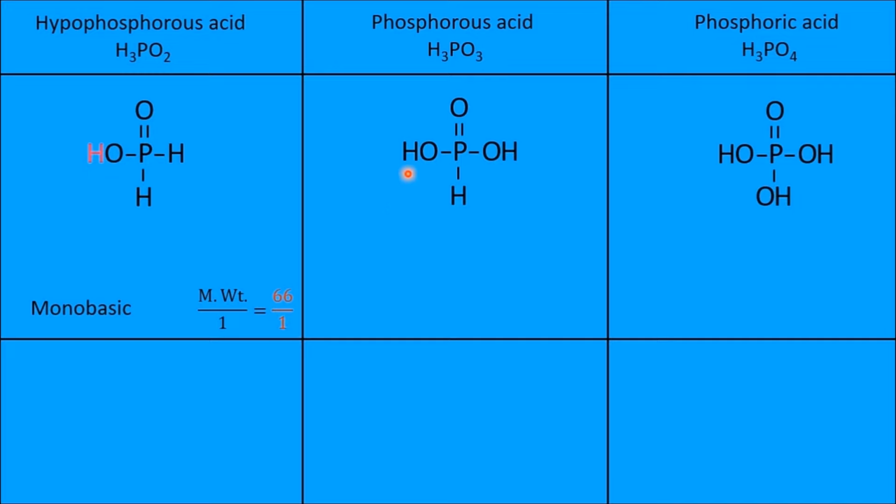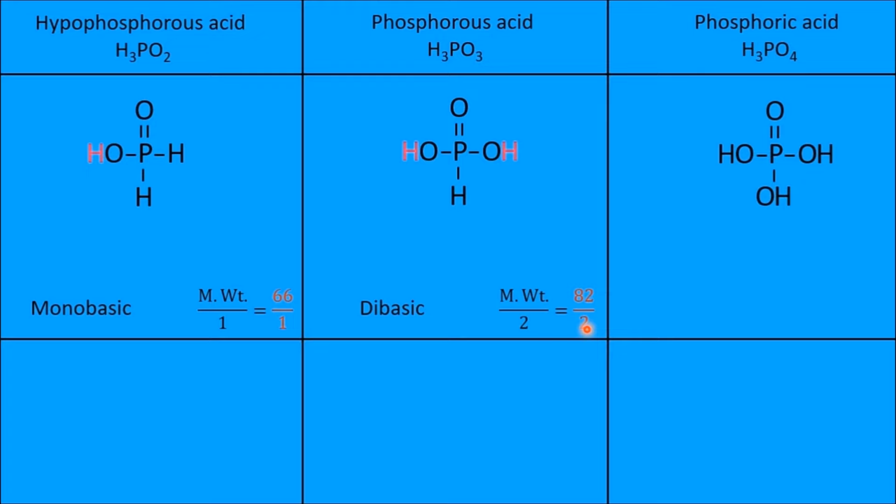In a similar fashion, say phosphorus acid, how many hydrogens here? 3 hydrogens. But out of 3, only 2 are removable. The reason being, only 2 hydrogen atoms are joined to oxygen atoms. So what is the basicity here? Dibasic, 2.